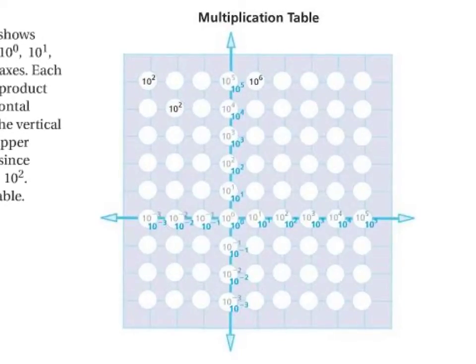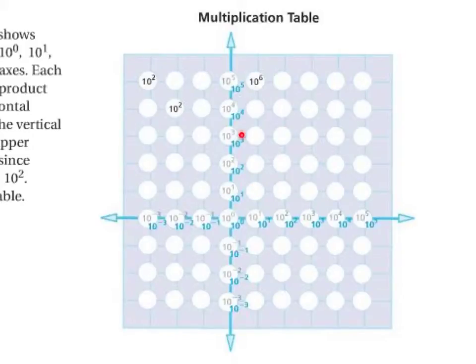So this is 10 to the 0 power, 10 to the first power, 10 to the second power, and on the right we have 10 to the first, 10 to the second, 10 to the third. This is a little different multiplication table, but it's base 10. So what would be 10 to the first power times 10 to the first power? That will be 10 to the second power, so you should put 10 to the second power over here.